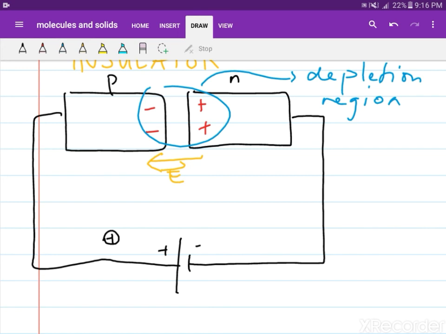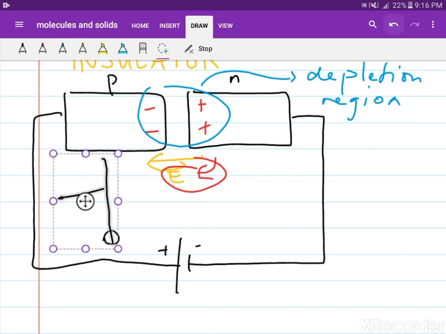So there is a depletion region here, and it is because there is an electric field that prevents this. There's an electric field that prevents this positive charge to pass through this junction.